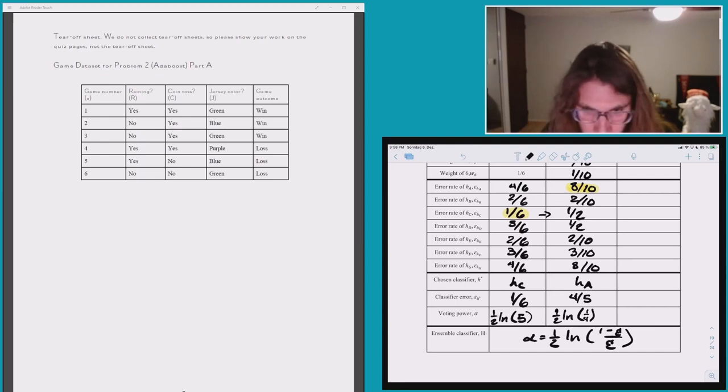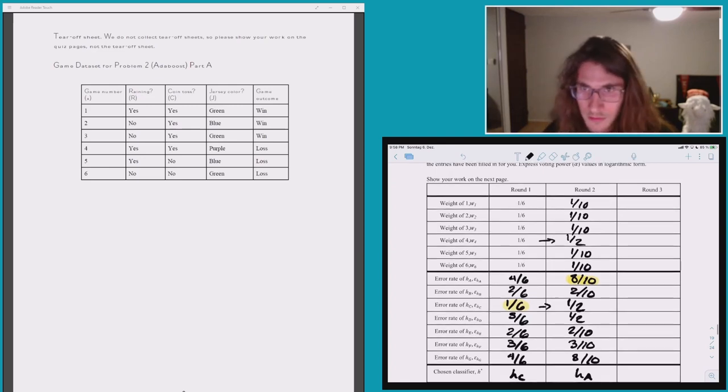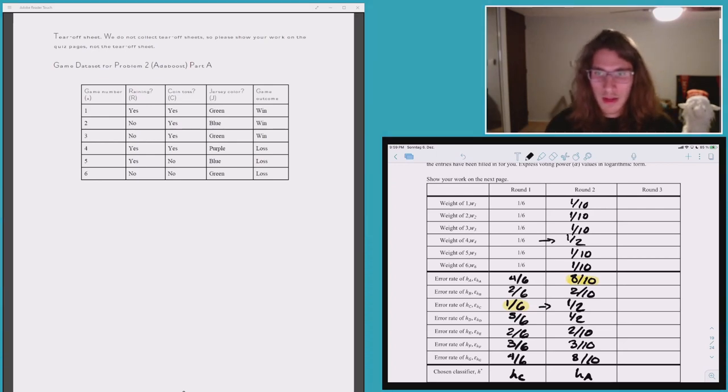But that is equal to negative, I'm going to rewrite this as negative 1/2 natural log of 4, just so that we have nicer numbers. Okay, and now I have to reweight everything. It's going to be relatively easy to reweight the points that HA, no, it's a little bit more complicated than that. Give me a second to gather what is going where.